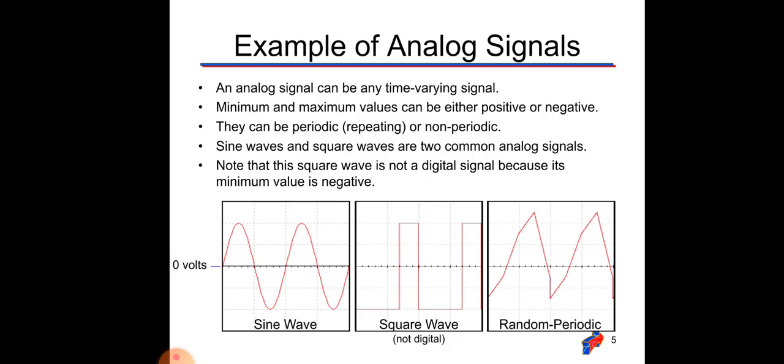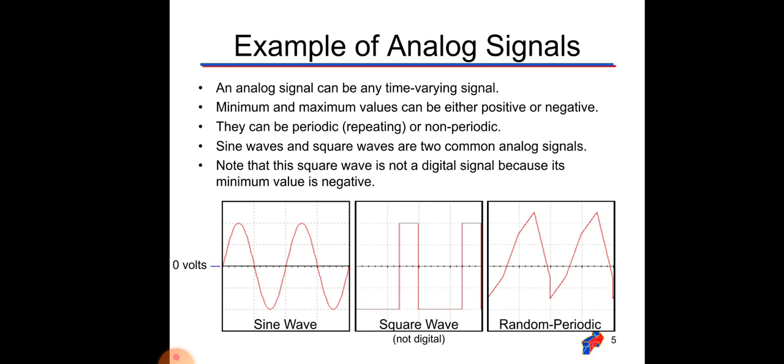Now here we will see an example of analog signal. An analog signal can be any time varying signal. Minimum value and maximum value can be either positive or negative. It means that from the three waves, sine wave, square wave or random periodic wave, you can see the signal can be plotted in the form of positive or negative values. They can be periodically repeating or non-periodically. It means the value can be repeated or it may not repeat. We can plot any value in the form of analog signal.